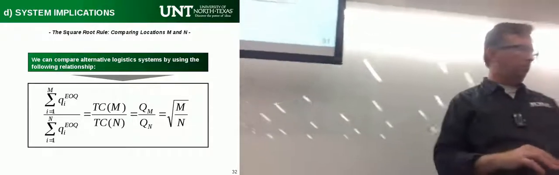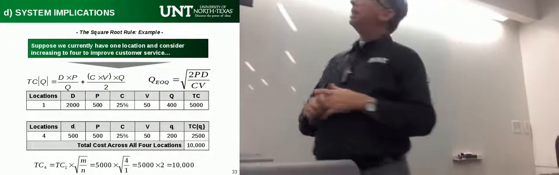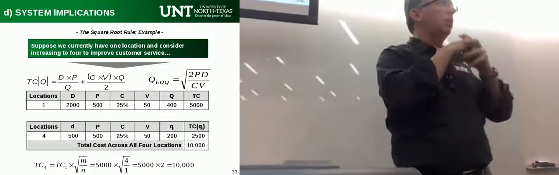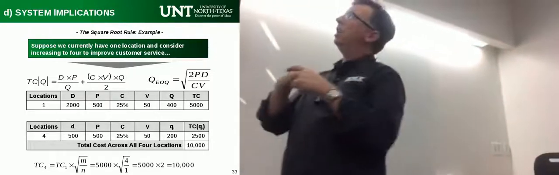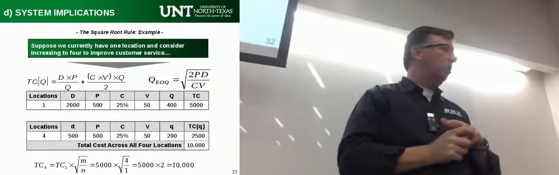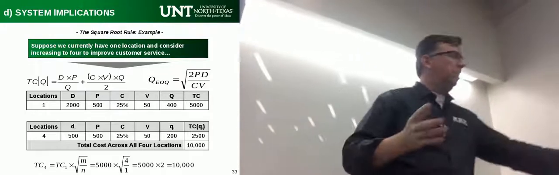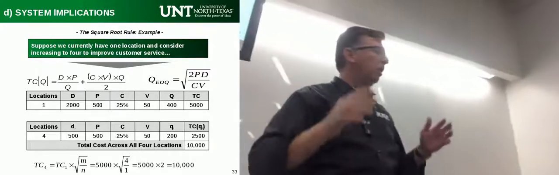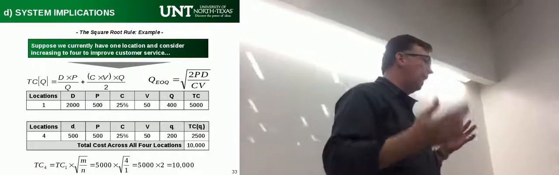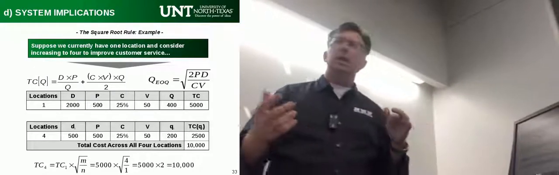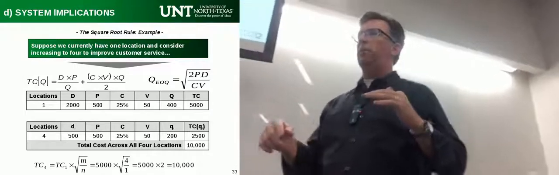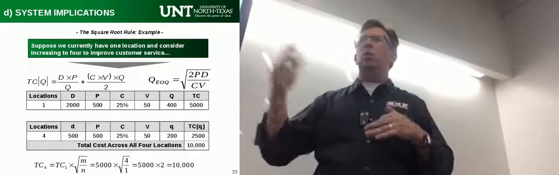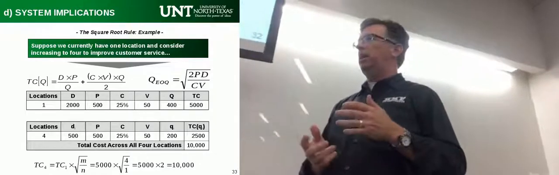Okay, so let's give an example. Let's say we had one central distribution center where all of our inventory was consolidated. We had a demand of 2,000 units. Our order placement costs were $500. We had inventory carrying costs of 25%. The average value of the inventory was $50. This is the exact same problem we saw about 4 pages ago, right? So the economic order quantity was 400 units, and the total cost of the system was $5,000.